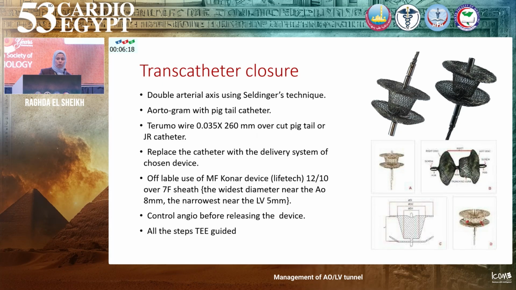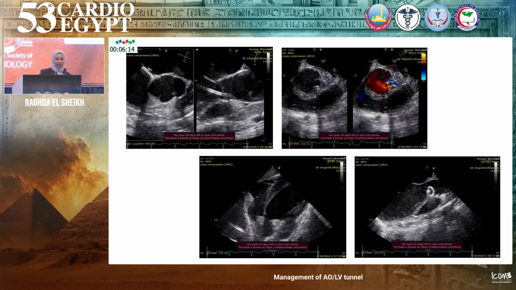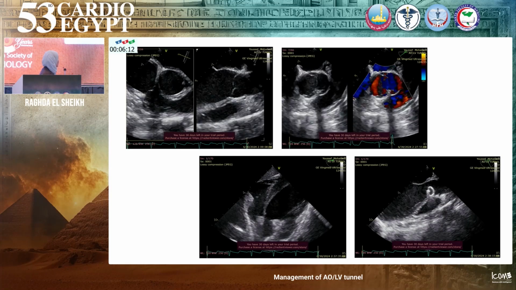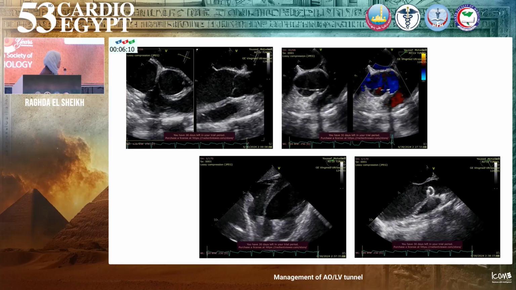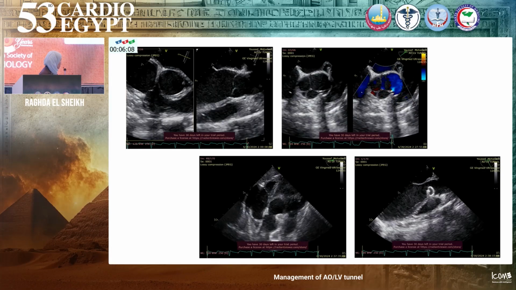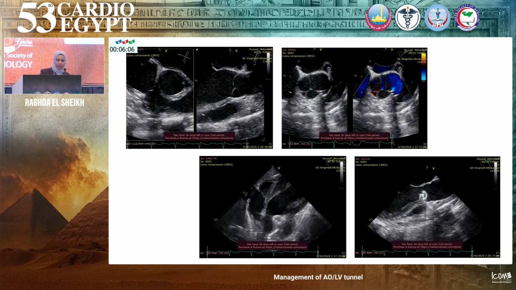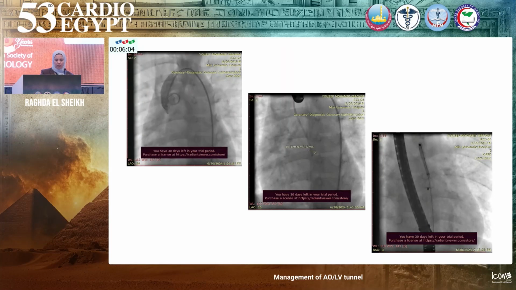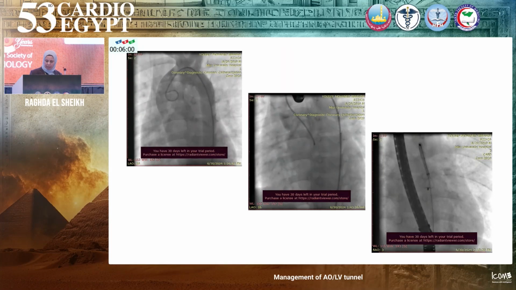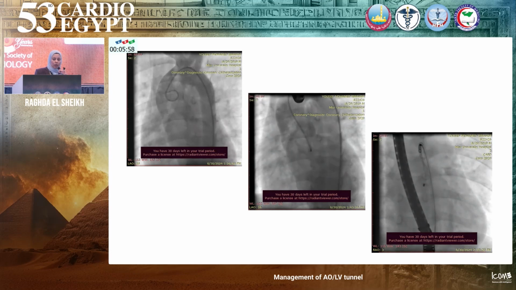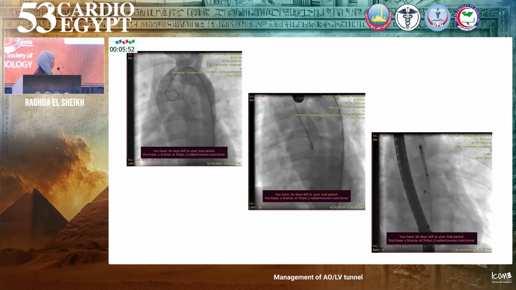And I decided to close it using a Konar device. And here the echo guiding the steps, till the device is actually put in this tunnel. Here is the angio. We can appreciate the tunnel. And after taking all the measurements, a cut pigtail can cross this tunnel. And I start to put the device from the left ventricular side.